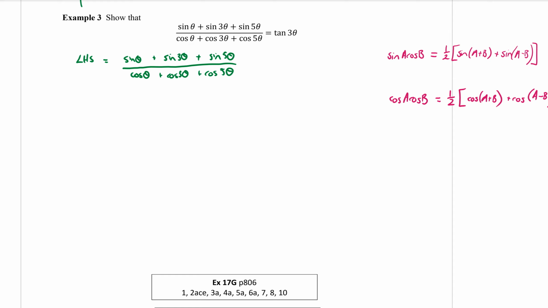Okay, now we know that this is going to involve our sums to products formulas, and to save us flicking backwards and forwards, I've written the 2 relevant formulas in red on the side of the page here.